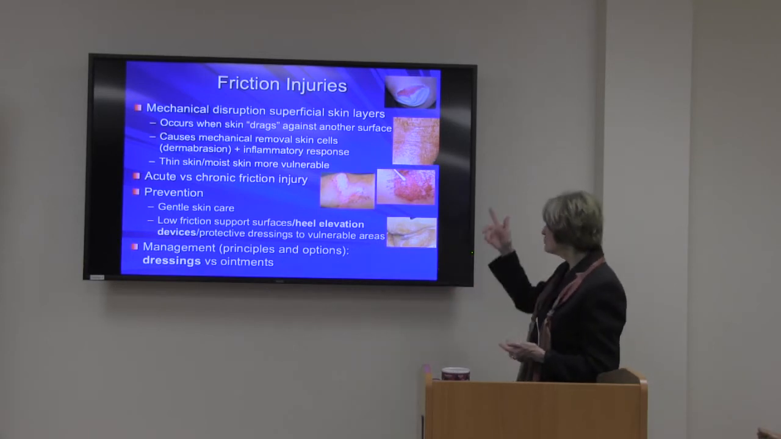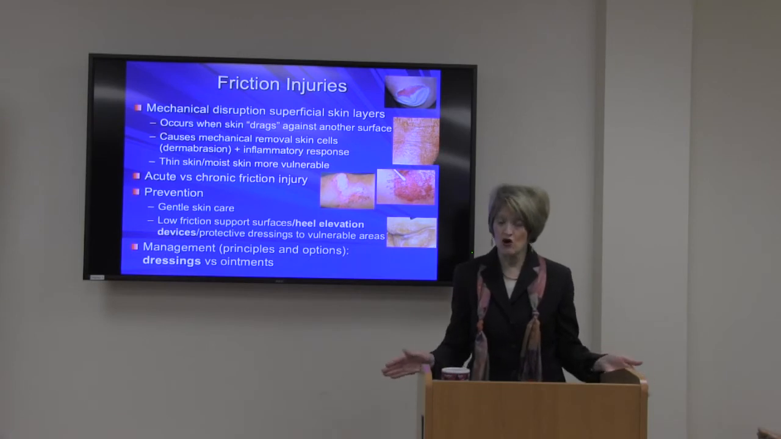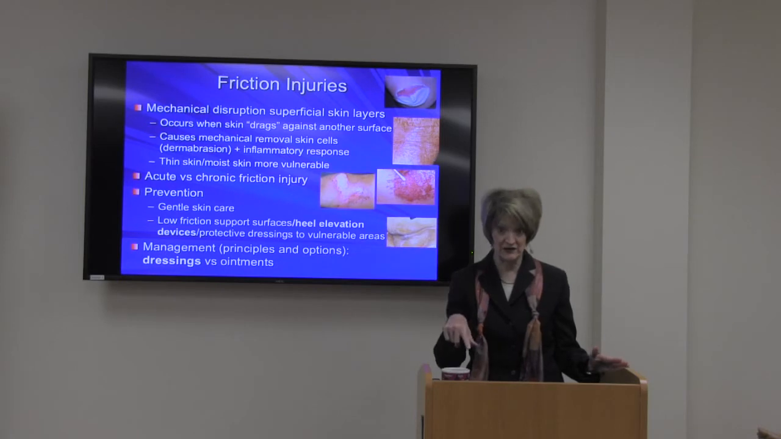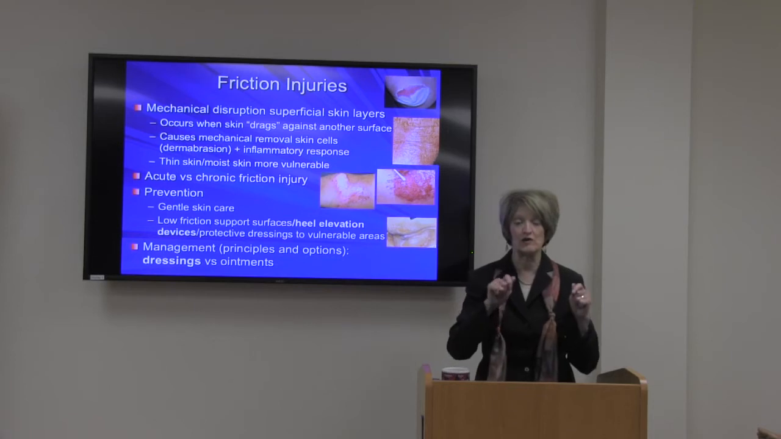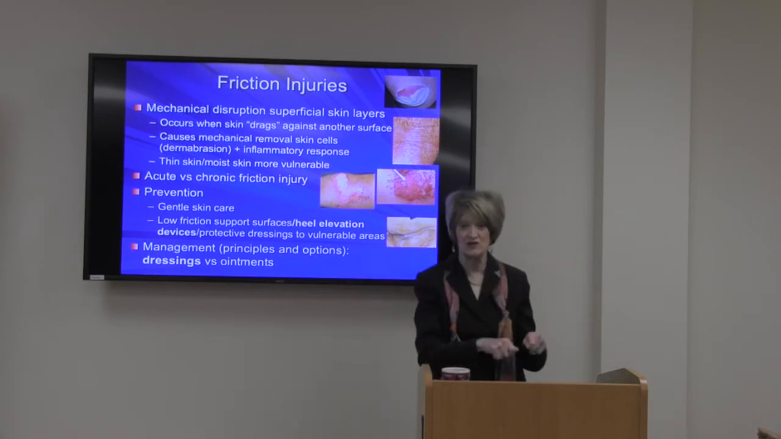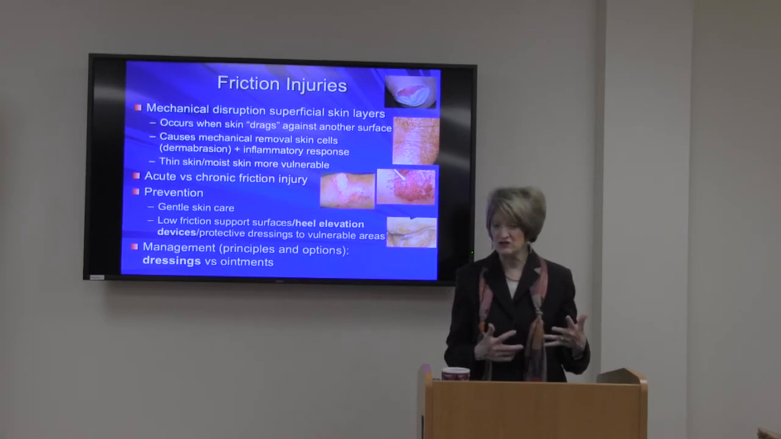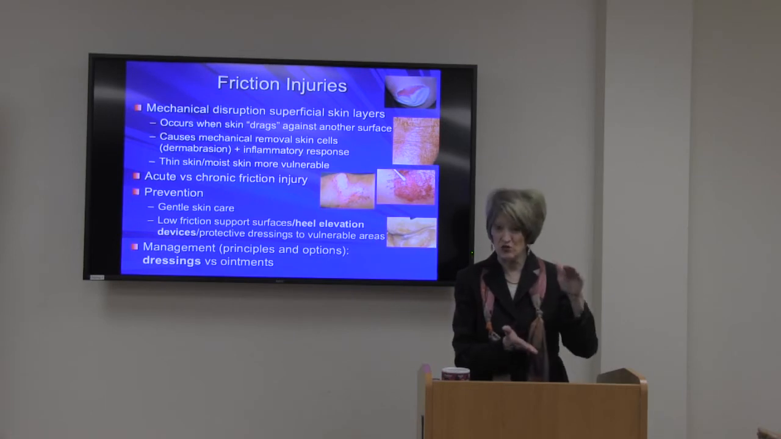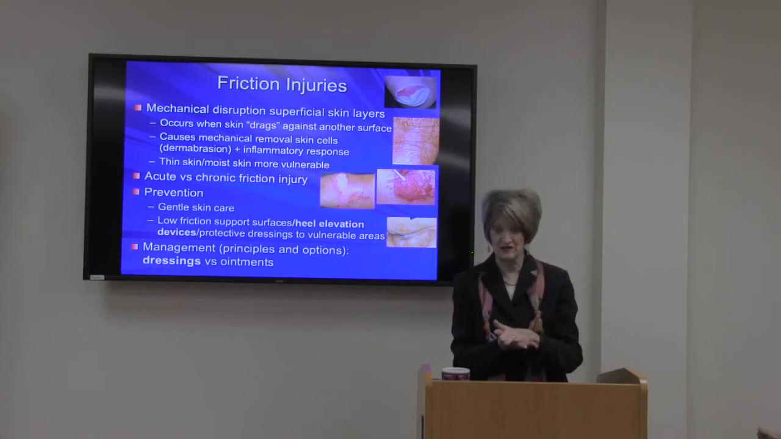How do we manage these wounds when they occur? The principles are simple, but hard to operationalize. So first of all, we want to interrupt the cycle of injury by stopping that rubbing, stopping the scrubbing. So we want to make sure that everybody's lifting, not dragging. We want to keep people on low shear, low friction surfaces as much as possible, and we want to minimize linen layers between the skin and the surface.